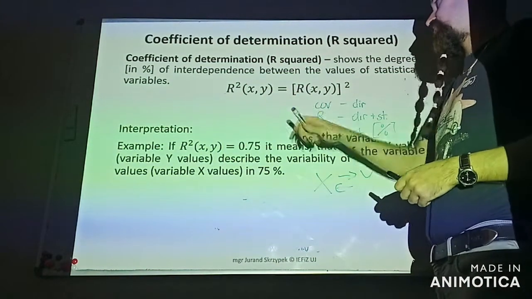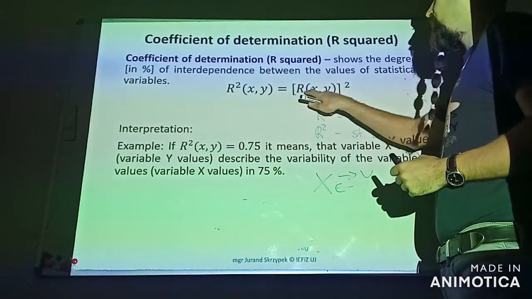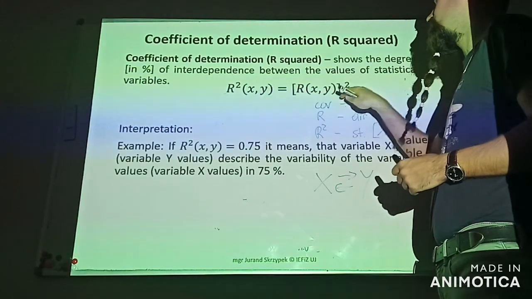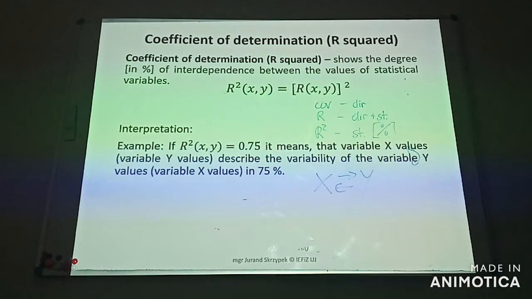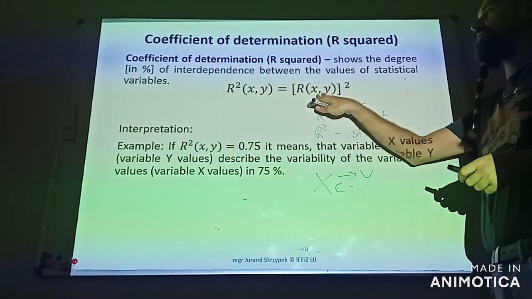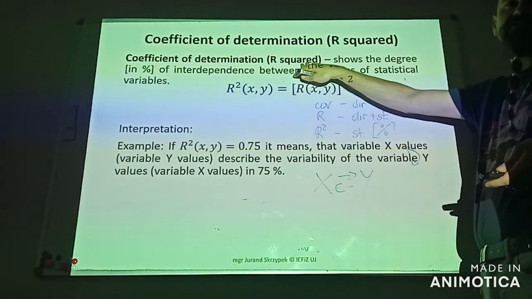The construction of this measure is very simple. We raise the coefficient of correlation to the power of 2. This is the squared coefficient of correlation, R squared. So that is why we call it R squared.